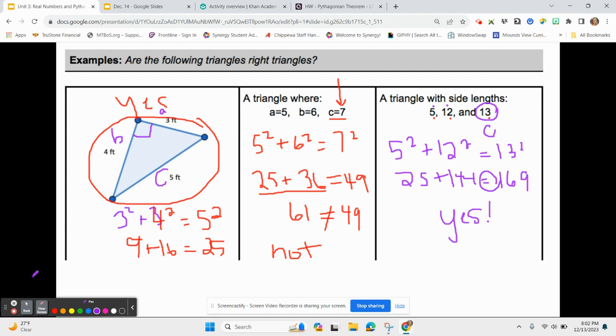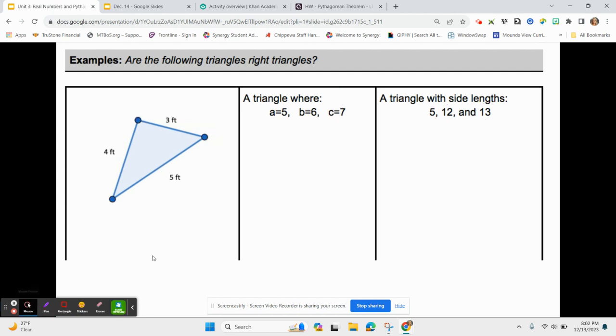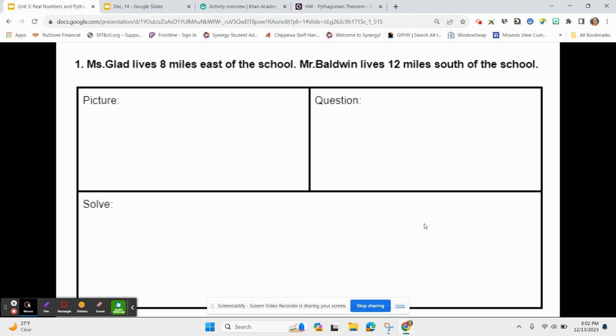Now, I would like to do a couple word problems. Word problems can get kind of tricky. So I'm going to clear my screen here. Let's go to this next page, number 1 on page 12. So this problem, notice that I've got it sectioned into 3 parts. So in the picture part, we are going to draw kind of a diagram to help us figure this out. We're going to pose the question, what are we looking for? And then we're going to solve using the Pythagorean theorem.